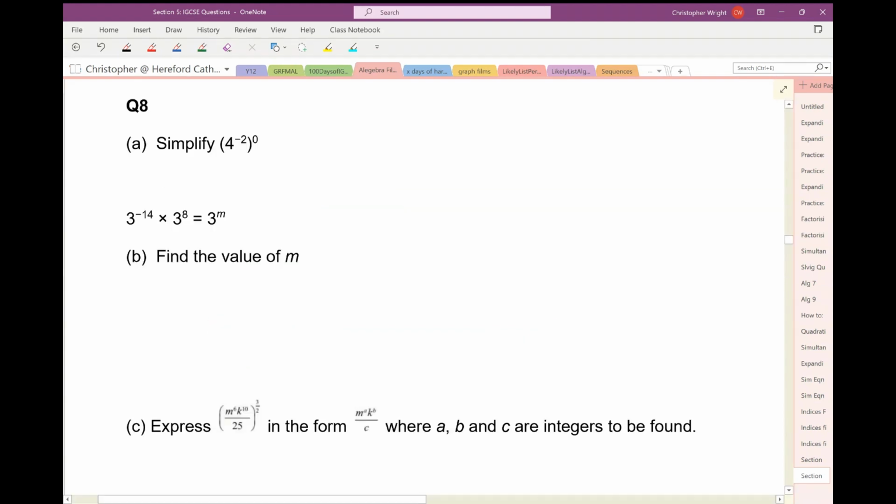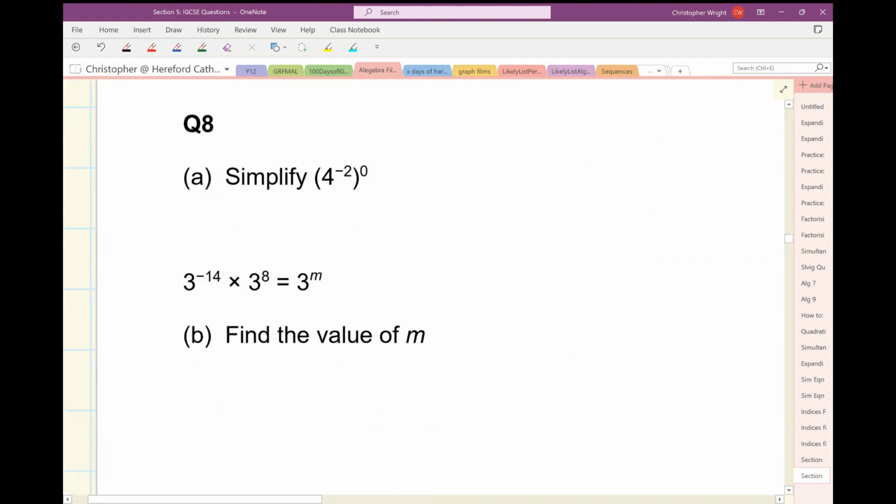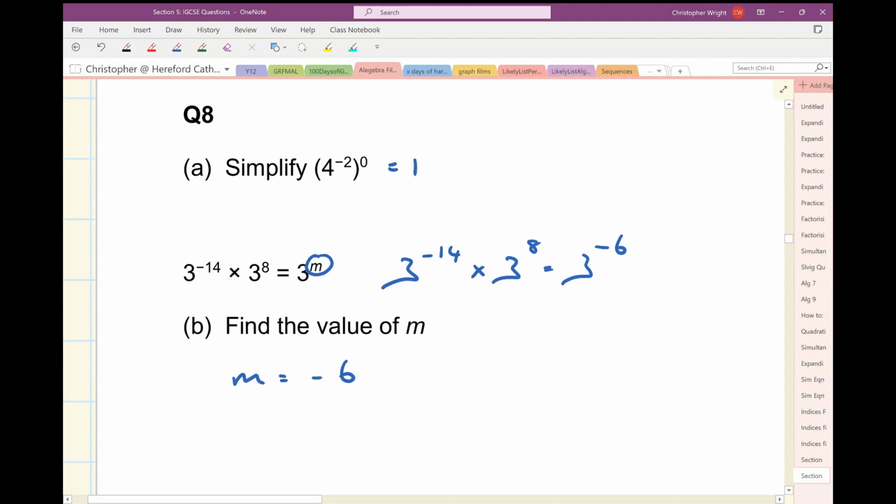Question 8. Right, part A. Well, this is just something to the power of 0. So it simply equals 1. Right, 3 to the minus 14 multiplied by 3 to the power of 8. Well, I'm going to add the indices, of course. So that's going to give me 3 to the power of minus 6. So m must equal minus 6.